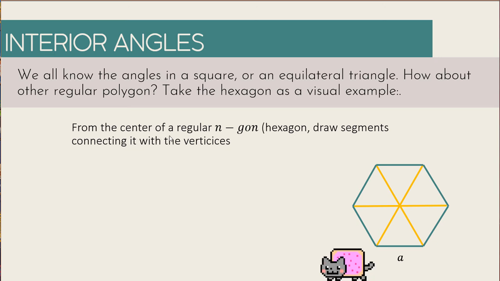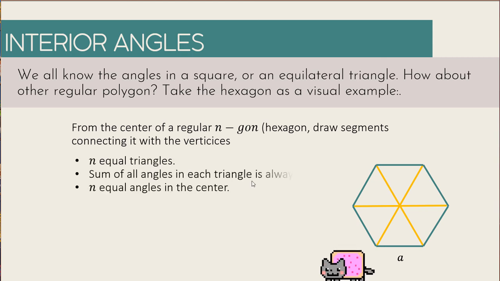From the center of a regular n-gon, we draw segments connecting it with the vertices. I will use the hexagon as the example here. We take the center and we draw the segments connecting the center with the vertices. By doing that, we will have n equal triangles. In this case, 6 equal triangles.